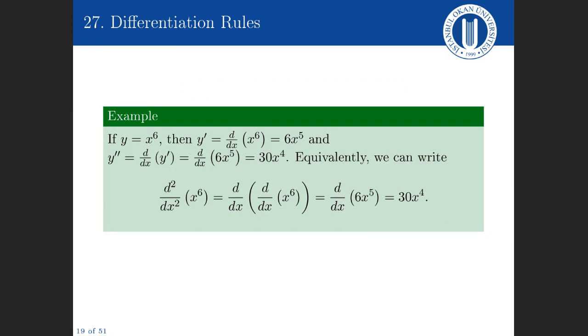For example, let's suppose y is equal to x to the power 6. Then the first derivative, y prime, must be 6x to the power 5. And this is a differentiable function. We can differentiate this again. We can write that y double prime is the derivative of y prime, that's the derivative of 6x to the power 5, or 30x to the power 4. Or, there's another way to write this. The second derivative of x to the power 6 is the derivative of the derivative of x to the power 6. The derivative of 6x to the power 5 is 30x to the power 4.